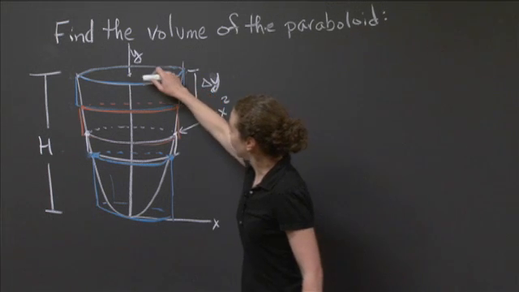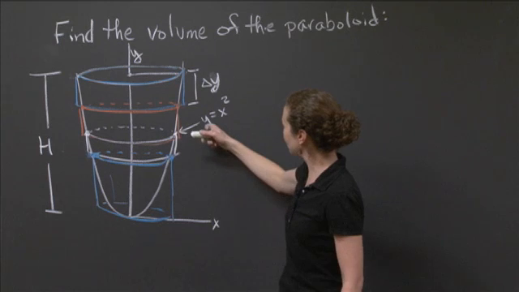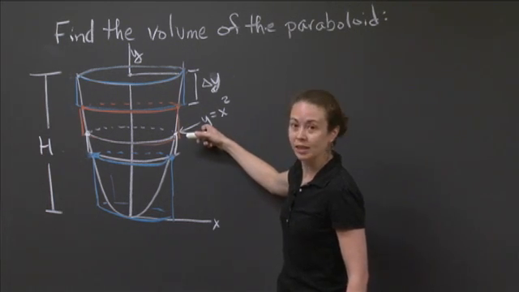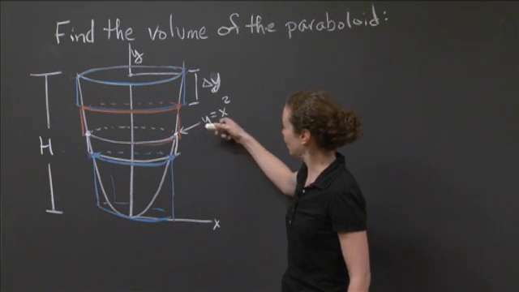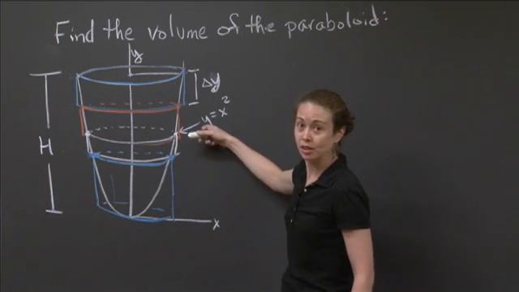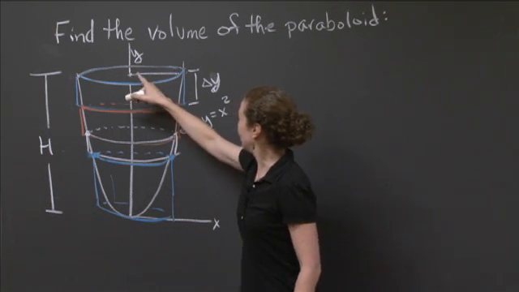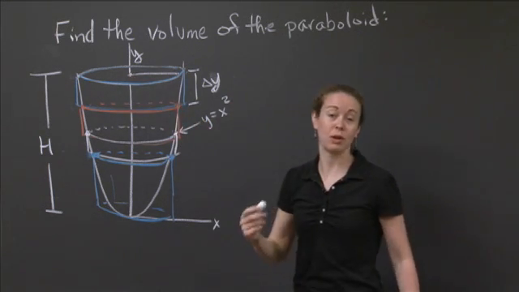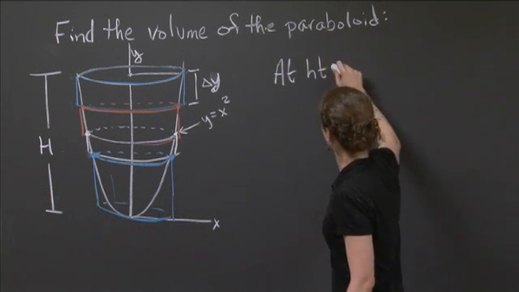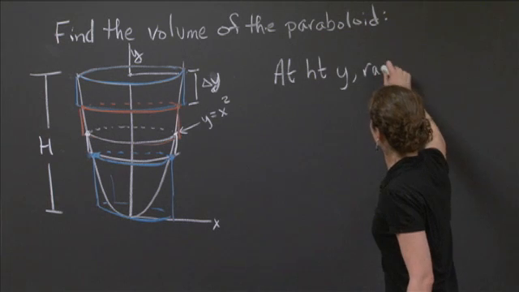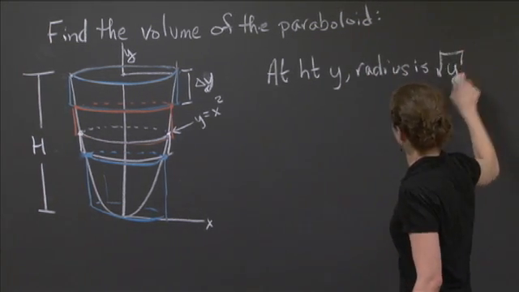And then I have to figure out the radius, right? Well, we know that at height y, the radius squared is height y, right? R squared equals h. So what I actually need is that at height h, or at height y, the radius is square root y, right? So at height y, the radius is the square root of y.